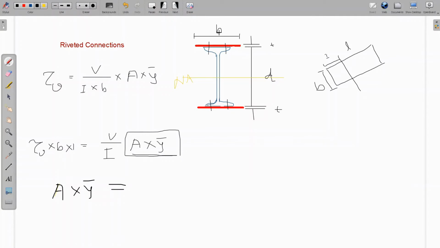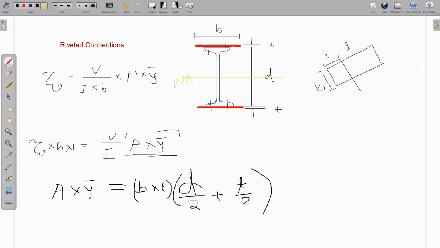What is this flange plate? This is the flange cover plate. When I say flange plate, I am talking about the cover plate. So for the cover plate, B is this and T is the thickness. So what is the area? B into T. This is the area. And what is its distance from the neutral axis to the cover plate? The cover plate's centre is at T by 2 and this distance is D by 2. So Y bar will be D by 2 plus T by 2. So this is the Y bar. So area into Y bar. Fine.